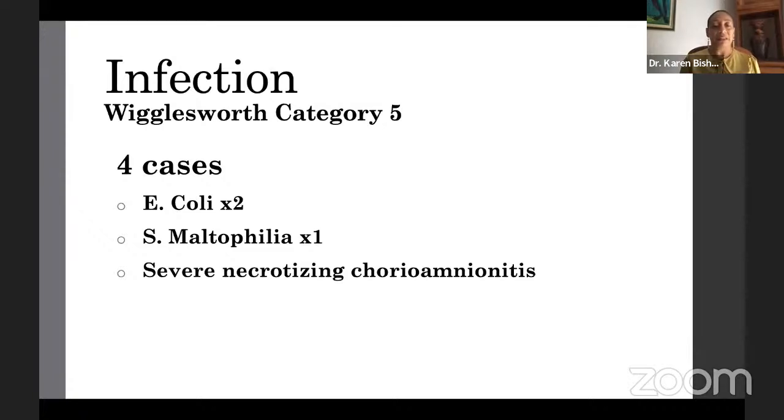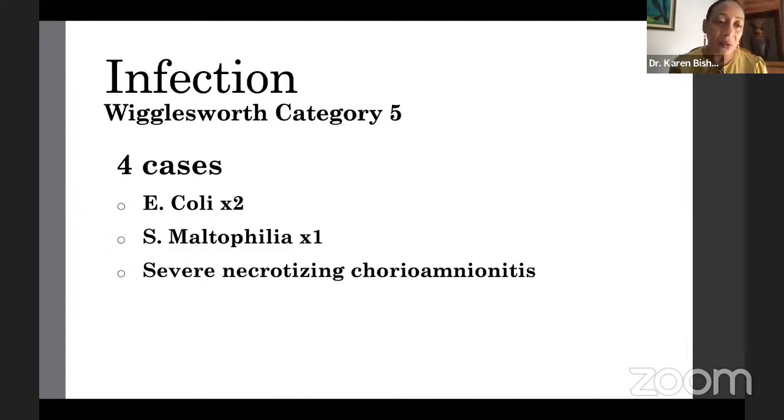We had 2 with E. coli and 1 with S. maltophilia. And then there was another baby I chose to include because this baby had severe necrotizing chorioamnionitis. And I think this was a baby who, in association, had some acute velitis as well.